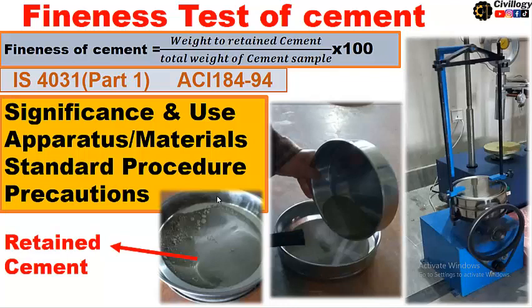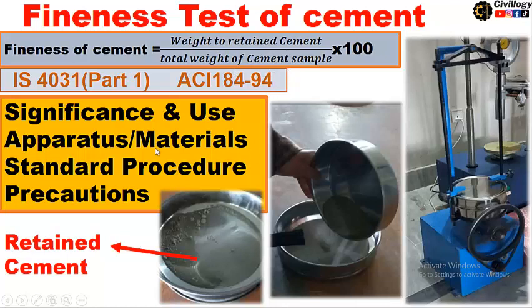In this video, we are going to perform the fineness test of cement. We will discuss why and how the fineness test of cement is performed, what its importance and significance are, and what the standard procedure for this test is. We will use this formula: fineness of cement is equal to weight of retained cement divided by total weight of cement sample.